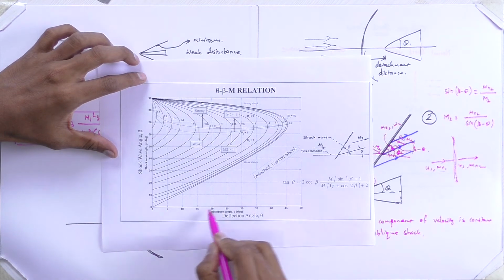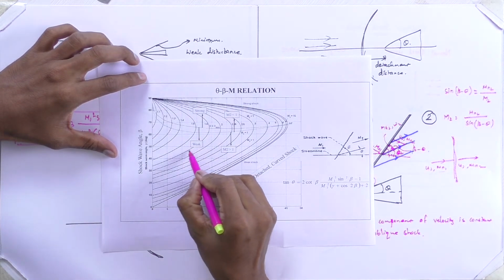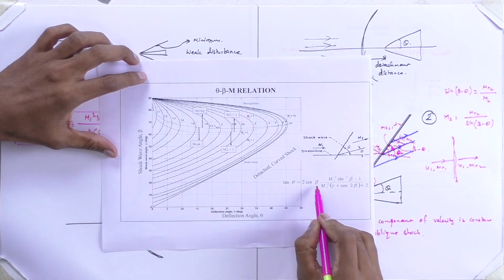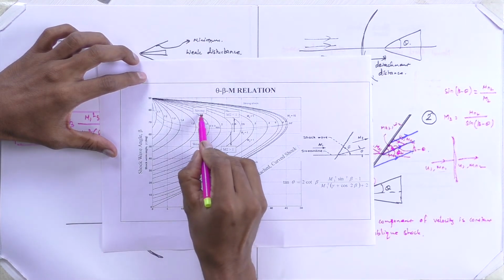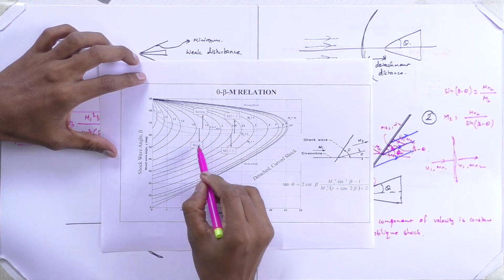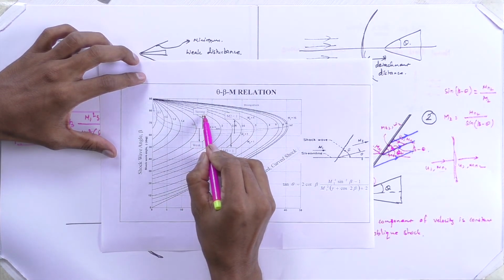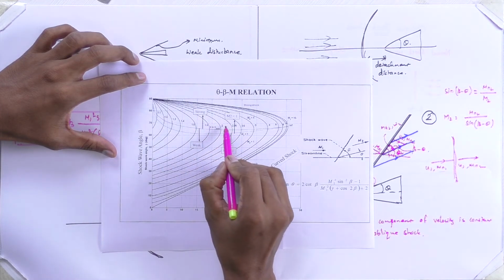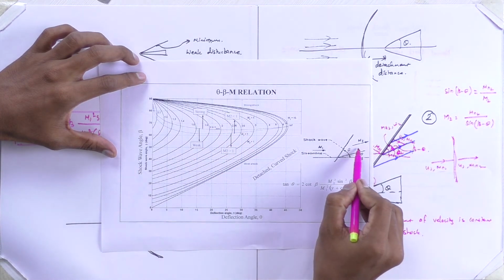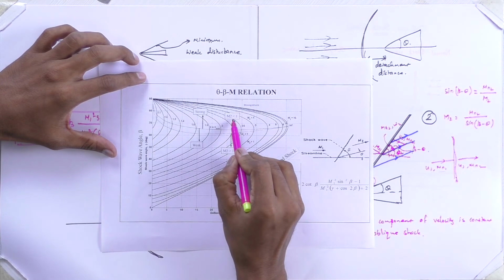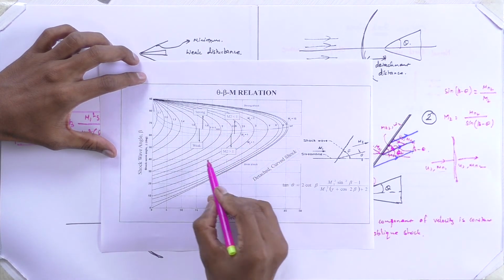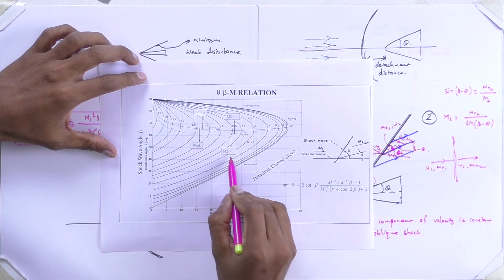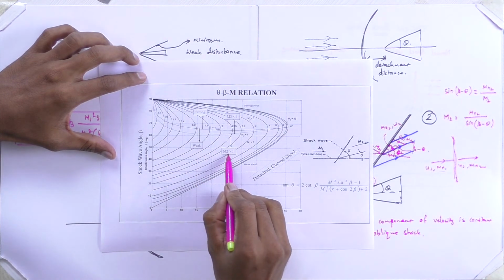For a particular theta value and a particular upstream Mach number value, we will have two beta values. One is for the stronger shock wave, another one is for the weaker shock wave. Here the stronger shock wave is defined as an oblique shock wave across which, at downstream condition, the flow will be a subsonic flow. For a weaker oblique shock wave, at downstream, the flow will be supersonic flow.